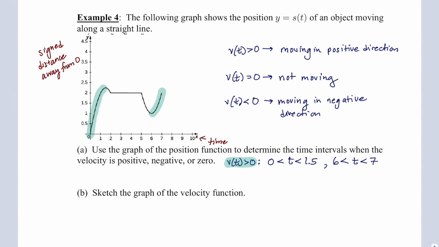Then we want to know when the velocity is negative. So velocity negative means we're moving in the negative direction. So we've turned around. So that would be here on this little stretch between 1.5 and 2. And then we're staying in place for a while, and then we move further toward the negative direction, back towards 0, between 5 and 6. So that appears to be, let's say, from 1.5 to 2, and from 5 to 6.